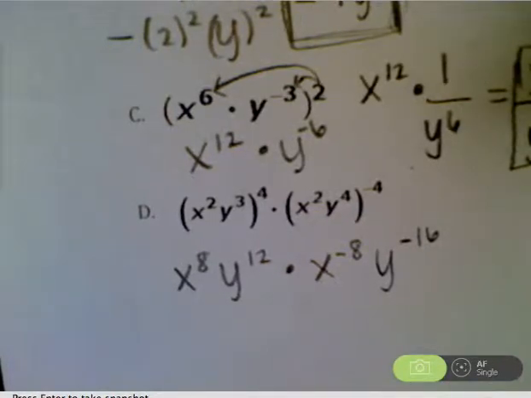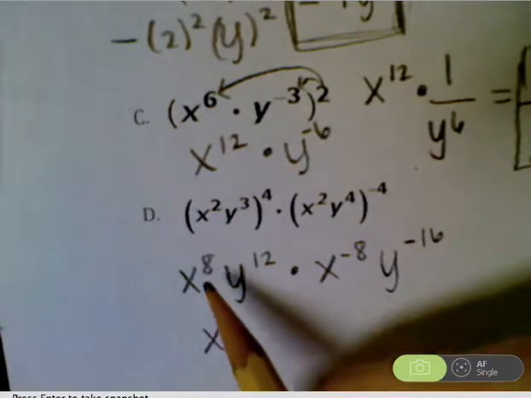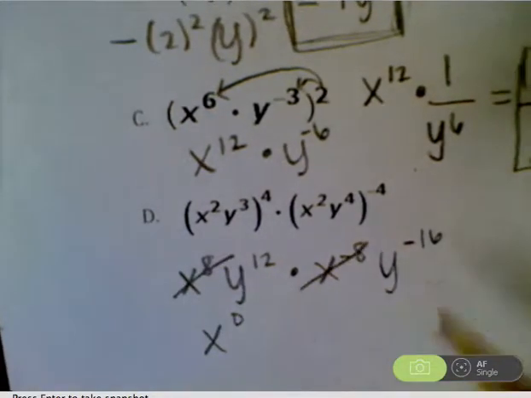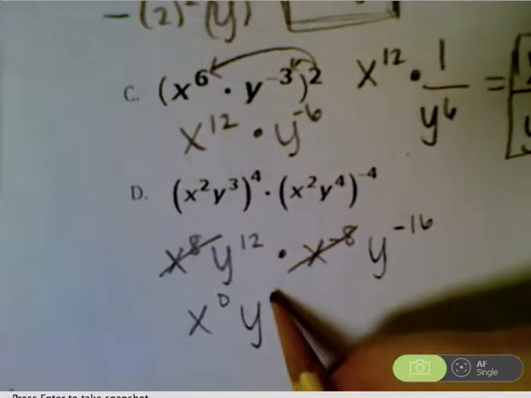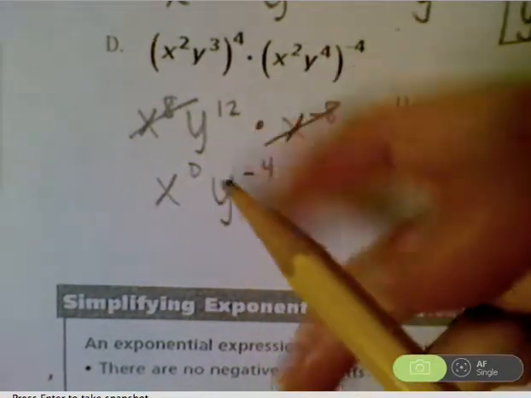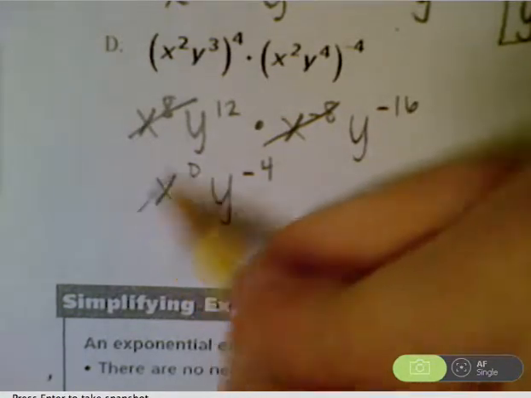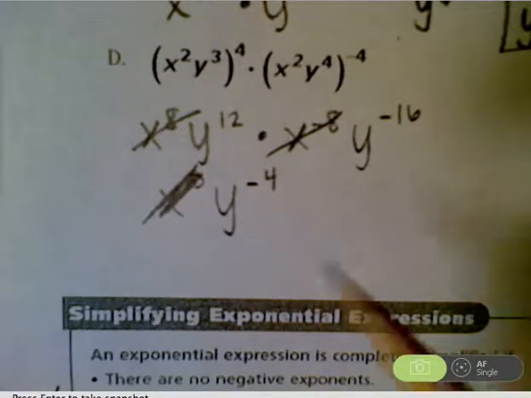Okay, before I do that, there's something else I can do first. I see powers with the same base, and I can combine them. Okay? So if I combine the x's, x to the 8th and x to the negative 8th, what do I get? 0. Good. And then if I combine the y's, what do I get? Negative 4. So like we learned on Tuesday, x to the power of 0 is 1. And y to the power of negative 4 is 1 over y to the 4th. Good.